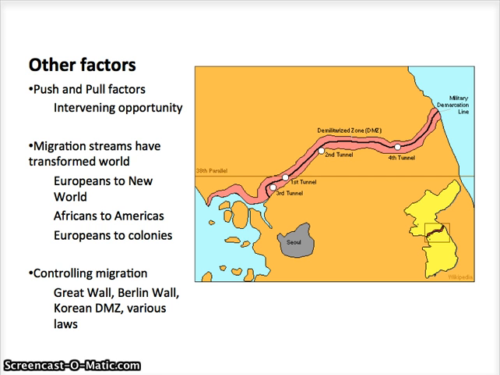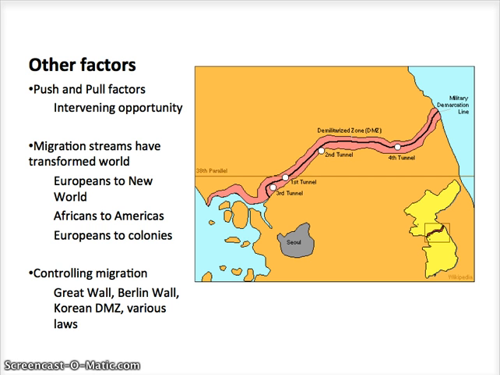Now, there have been some migration streams that have clearly transformed the world. 3 big ones: Europeans moving to the New World, the slave trade with Africans to the Americas and other parts of the world, as well as Europeans to various colonies. So we have large-scale migration streams that have dramatically changed the face of population geography. We also have a variety of ways of controlling migration. I just put some examples of the Great Wall, the Berlin Wall, the Korean DMZ zone, which is pictured here, and we have various types of migration and immigration laws.